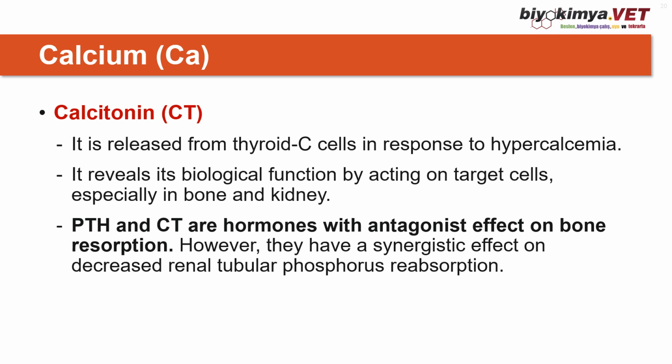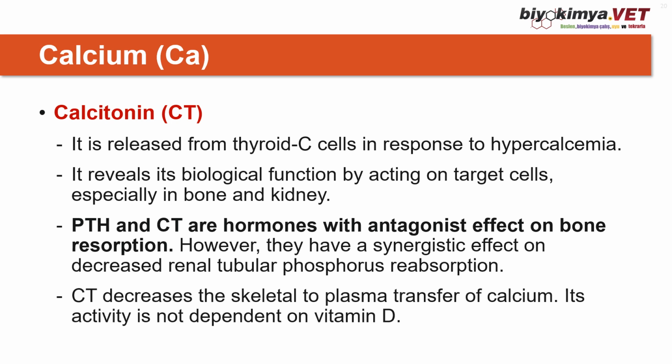And parathormone and calcitonin, as I said, are hormones with antagonist effect on bone resorption. However, they have a synergistic effect on decreased renal tubular phosphorus reabsorption. Calcitonin decreases the skeletal calcium transfer to the plasma, and its activity is not dependent on vitamin D.